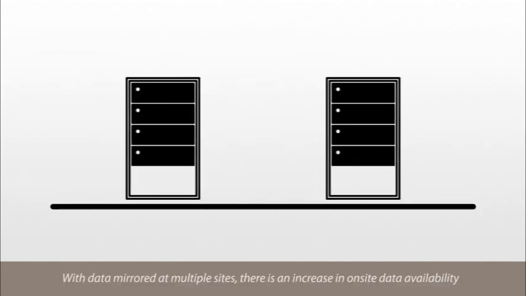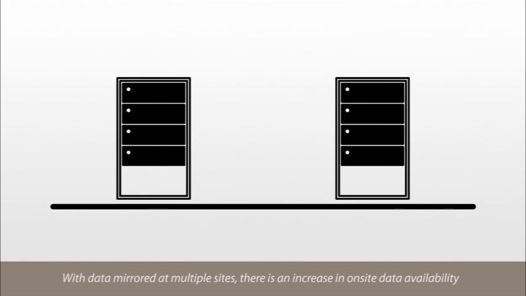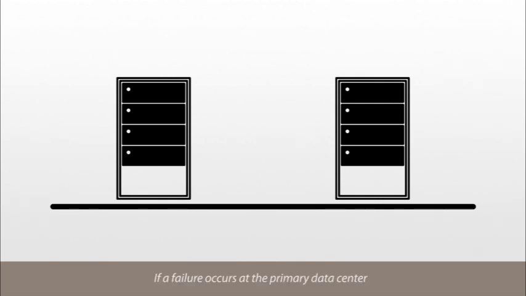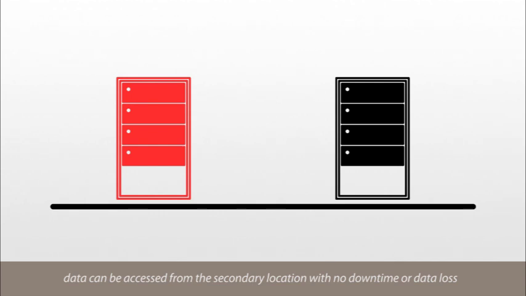With data mirrored at multiple sites, there is an increase in on-site data availability. Technicians can also load balance between sites to maximize throughput and minimize response time. If a failure occurs at the primary data center, data can be accessed from the secondary location with no downtime or data loss.